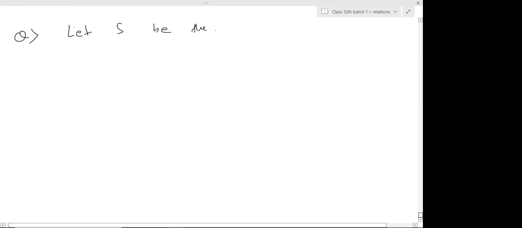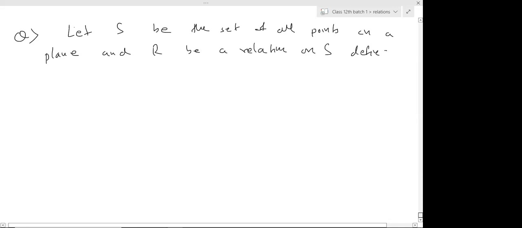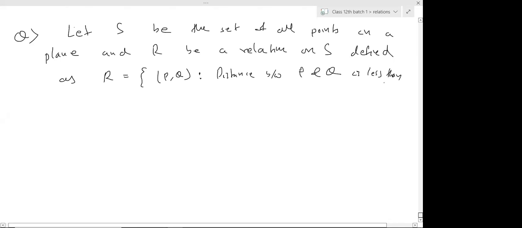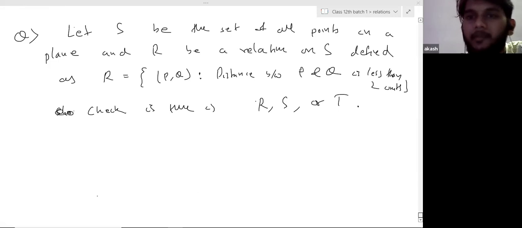Let S be the set of all points in a plane and R be a relation on S defined as R equals {(P, Q) such that the distance between P and Q is less than 2 units}. Check if the relation is reflexive, symmetric, or transitive. All right, write the question down, everyone.